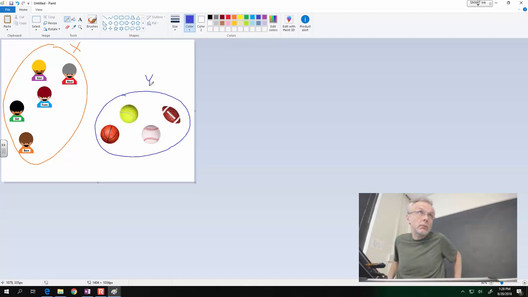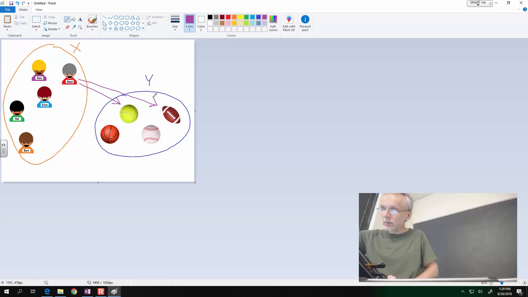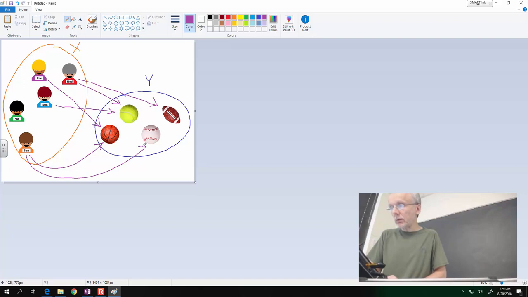Okay, and now let's set up the relations between the boys and balls. So if a boy plays with a particular ball, we'll draw an arrow. Okay? So say Ned plays tennis and maybe football, and Ken plays basketball, and Tom plays tennis, and Ben plays basketball and baseball. And Sid doesn't like any sports. It's possible. Okay, so maybe on this day he has a cold.